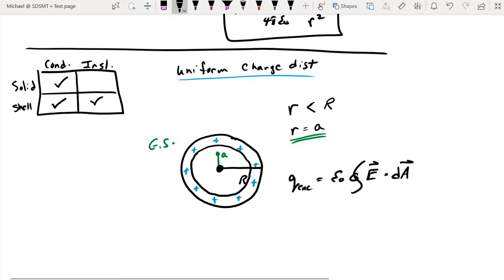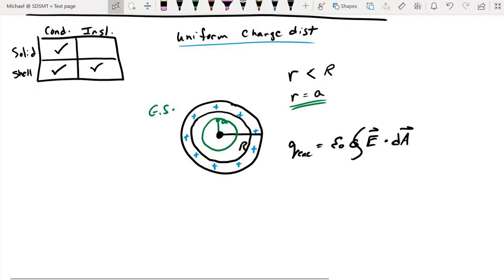And so now the picture that we have for the insulating shell of uniform charge density is really no different from that of the conducting shell. And I pose the question once again, what will the electric field at radius A be inside of this insulating shell? And once again, Gauss's law says it's 0 because there's no charge there to be enclosed.